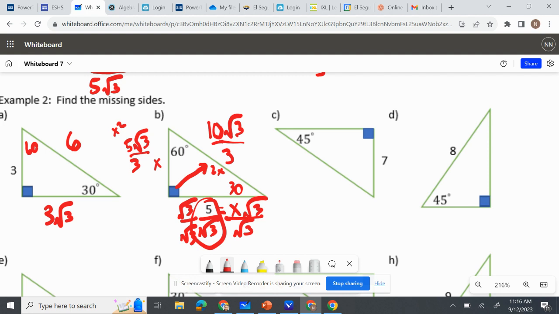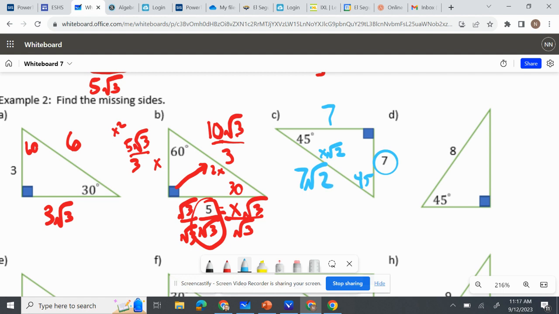Now for letter C, what we have is a 45, 45, 90. So if one side is 7, that means the other side is 7. And the other side is x rad 2. So that means it would be 7 rad 2.